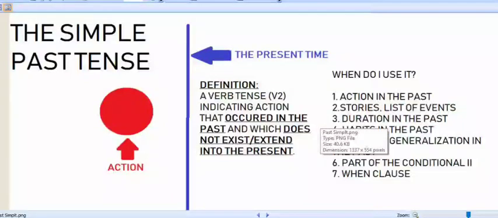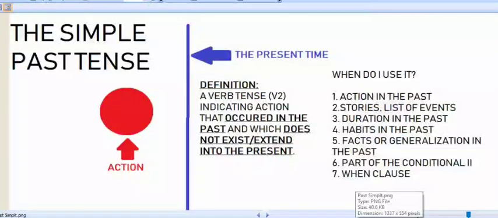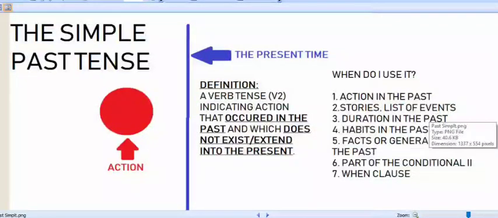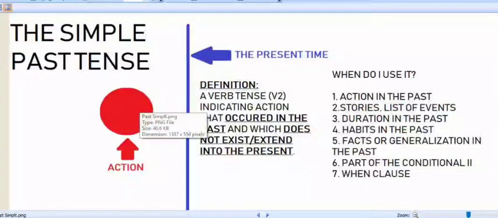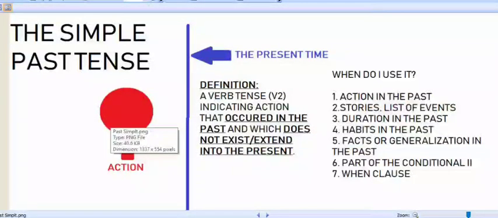In my next video, I have talked about the simple past tense using the same analogy. As you can see on my screen, the blue line indicates the present time and the red ball indicates action or an event. And where is the red ball? It is before the present time. And is it touching the blue line? It is definitely not, which means the action or an event has occurred in the past and it does not extend or exist into the present. It does not happen at all in the current time.